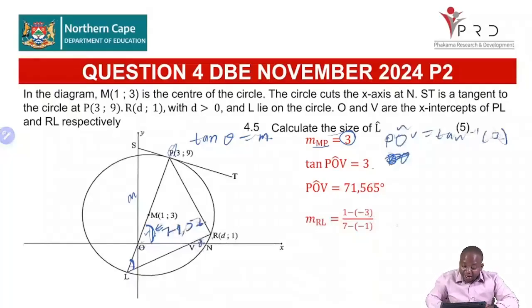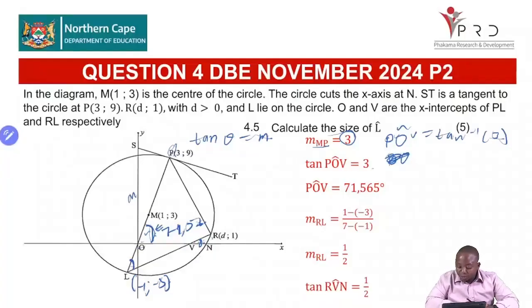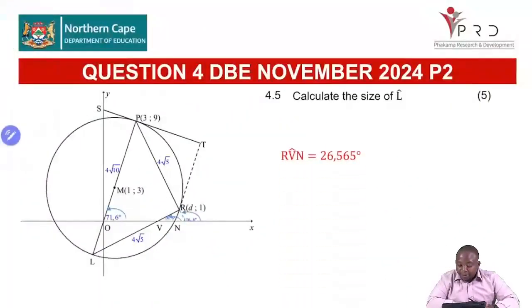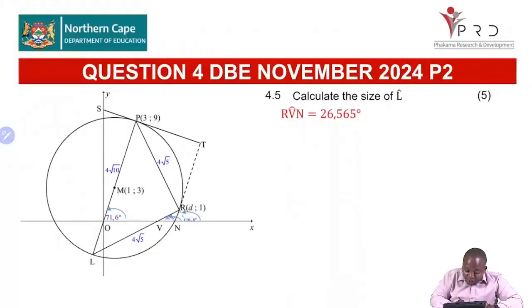Now to find the gradient of RL, remember I have the coordinates of L now, right? Remember my coordinates of L was -1 is to -3. So the gradient of RL is going to be 1/2. Now to find this angle of inclination, which is RVN, I'm going to say tan RVN equals 1/2 using that formula. Then I'm going to find RVN. My RVN is going to be 26,6. Just write it clear so you can say it. So it's 26,6 degrees. Right.